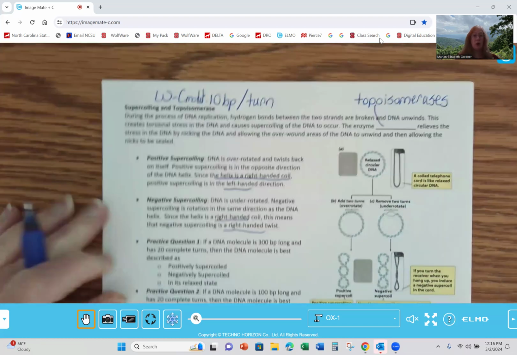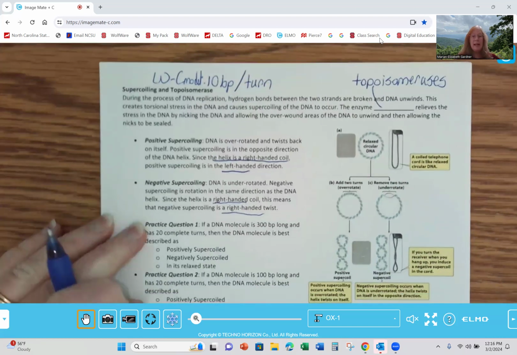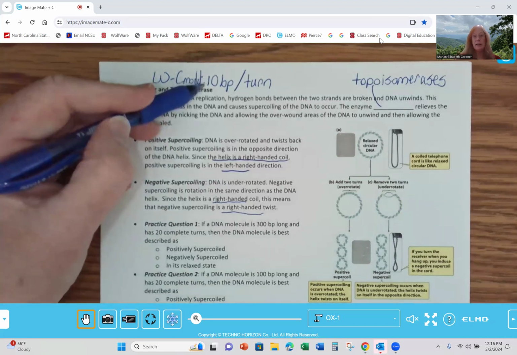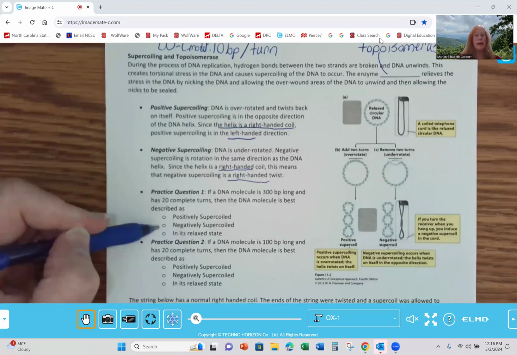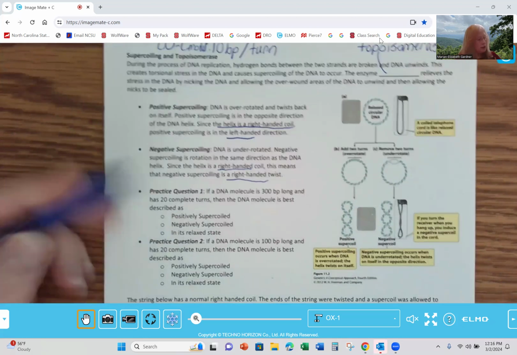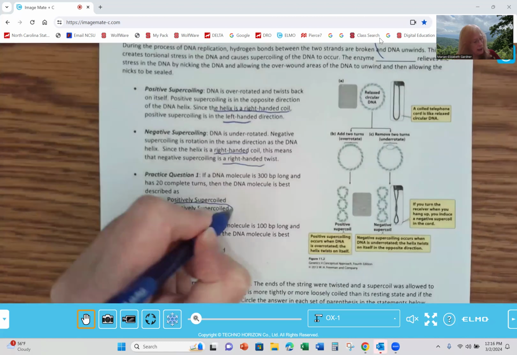So think about that as our normal model. If a DNA molecule is 300 base pairs long and has 20 complete turns, then do you think the molecule is underwound, negative supercoiled, or overwound, positive supercoiled? So 300 base pairs with Watson and Crick, 300 divided by 10 is 30, but I only have 20. So I have under-rotated this DNA, which is negative supercoiling.